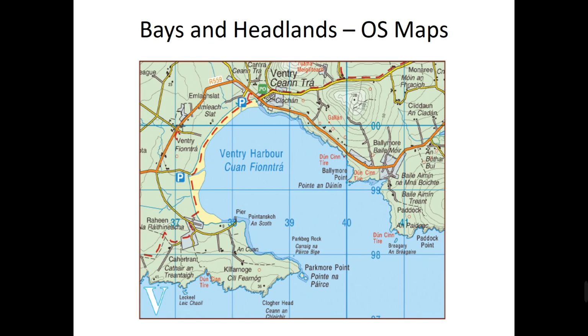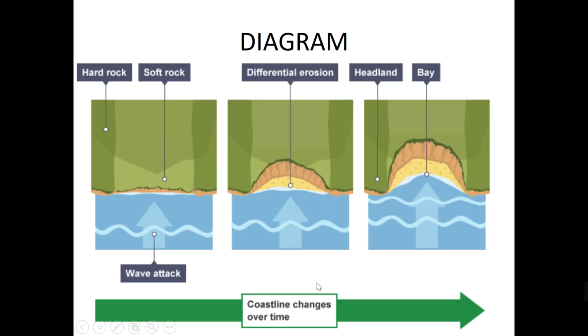How do you recognise them on Ordnance Survey maps? Fairly straightforward. The bay is the indent. Often bays might have a beach, but not always, but they do sometimes have a beach in them. And the headlands are the sticky out bits. Sometimes they're helpfully called points, or they can be called something like Clocker Head. So you might see it in the place names as well. So easy to recognise on OS maps.